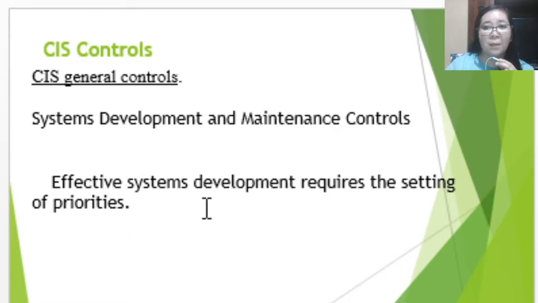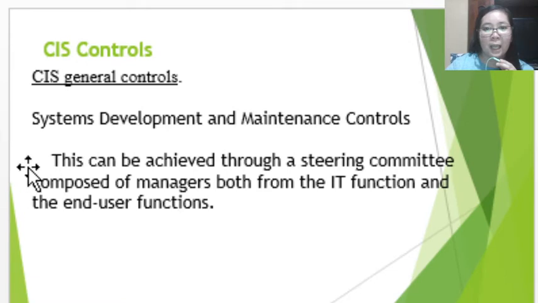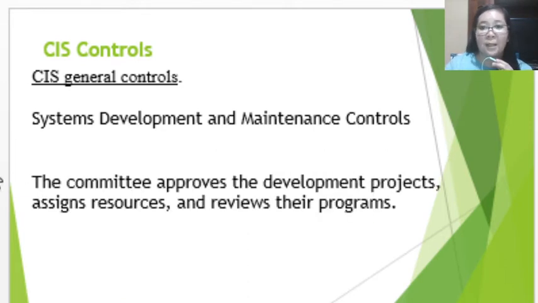So effective system development requires setting of priorities. This can be achieved through a steering committee, which is composed of managers both from the IT function and also those who are using the computer systems. They will be the ones to decide what type of programs or activities should be included. So the committee approves the development projects, assigns resources, and also reviews their programs.